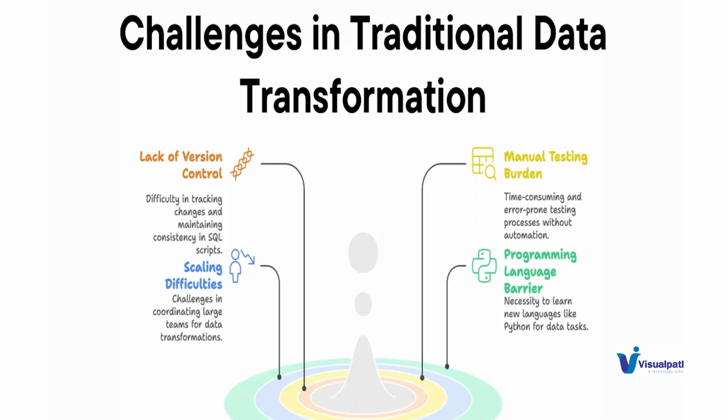So first of all, what are the challenges? Number one would be the lack of version control. It's not that we cannot add version control. Git is always there with DBT and with the traditional method also. In the traditional method, we can create the script, deploy the script, and keep the script in Git also. So we will have version control, but it's not that easy.